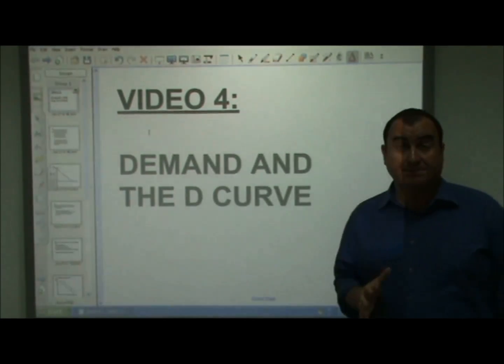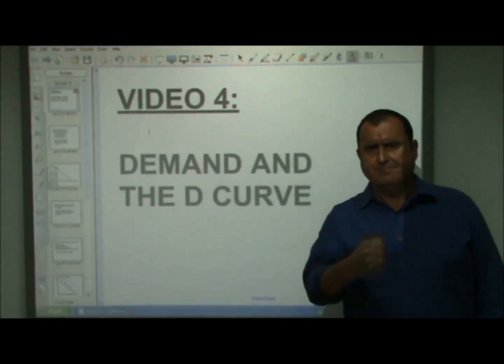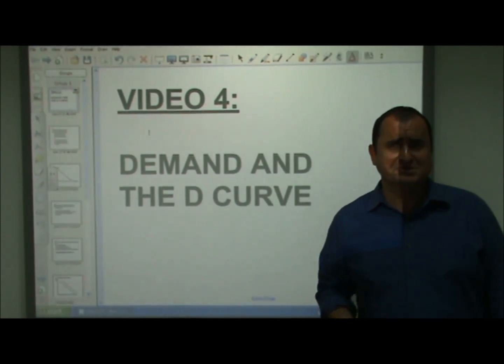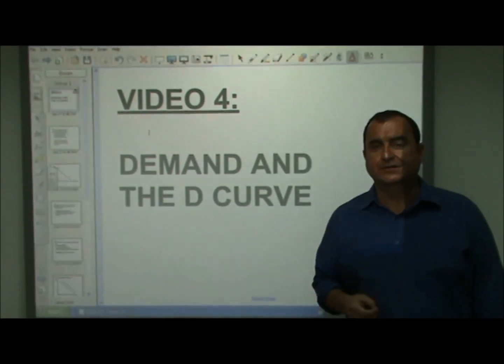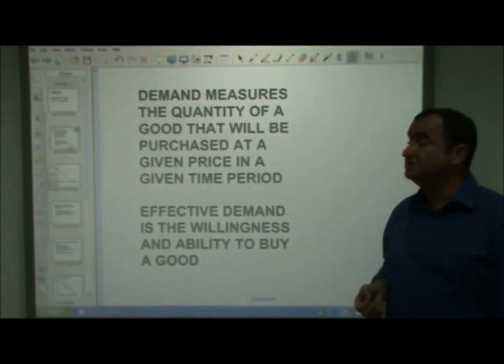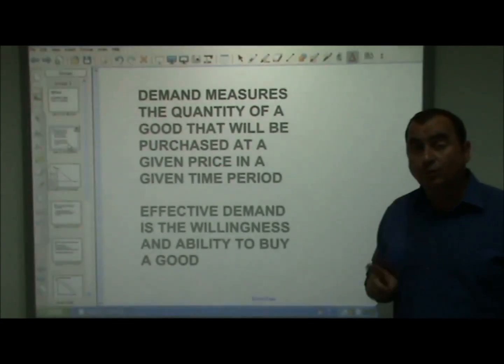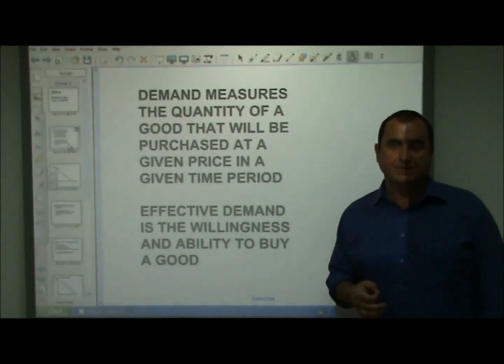So let's start by defining precisely what demand is. It's got nothing to do with "I demand something," the way that the word is used normally. It's a very precise concept in economics. So let's have a look at the definition. Demand measures the quantity of a good that will be purchased at a given price in a given time period.